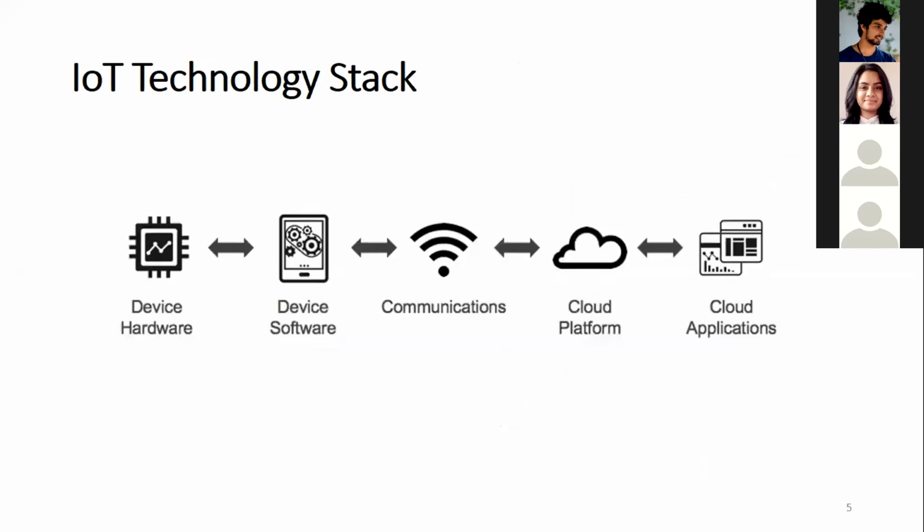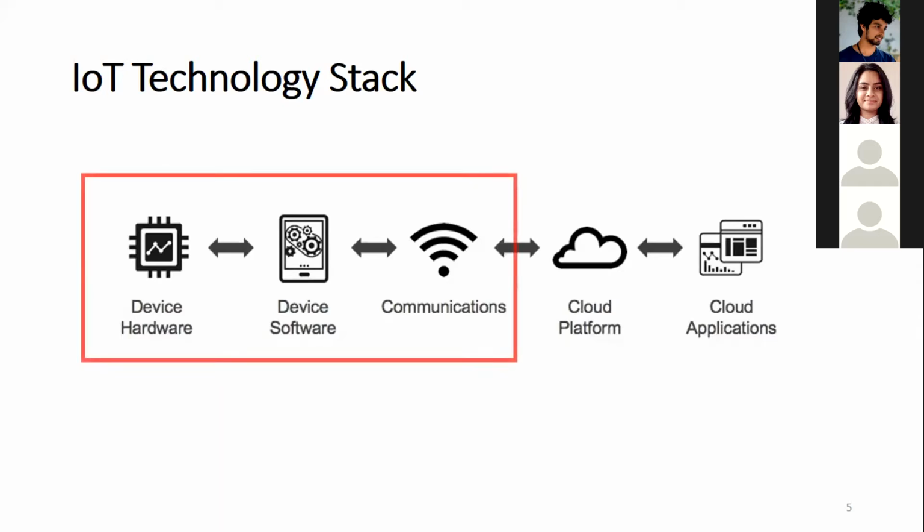Now let's see what the IoT technology stack is. By breaking down a full IoT solution into these 5 layers, we can better understand and analyze the business as well as the technology trade-offs that are needed at each level and in the system as a whole. When you are designing something in IoT, we need to have all these essentials: the device hardware, device software, communications technology, cloud platform, and the cloud applications. Out of these 5 layers, the first 3 layers are often related to the device level.